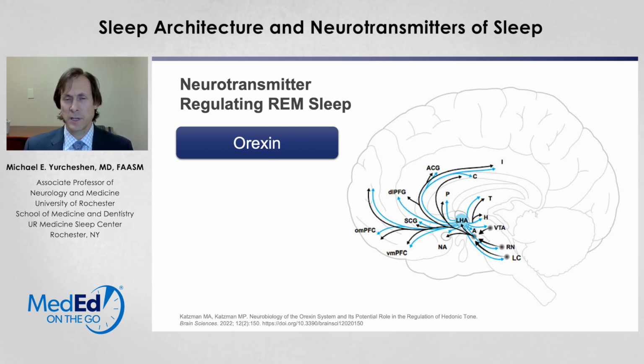You can measure this. But we've also developed a class of hypnotics, the hypocretin antagonists, which are also leveraged for people who have insomnia.